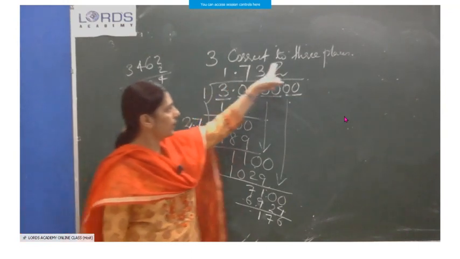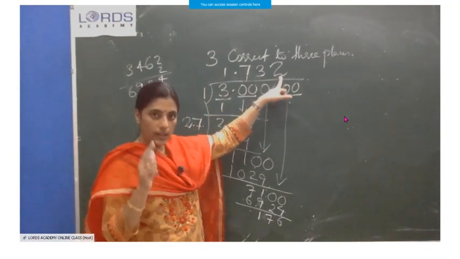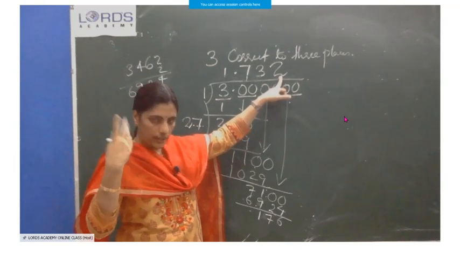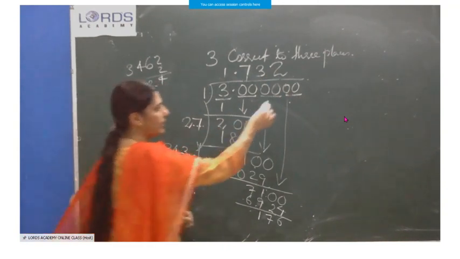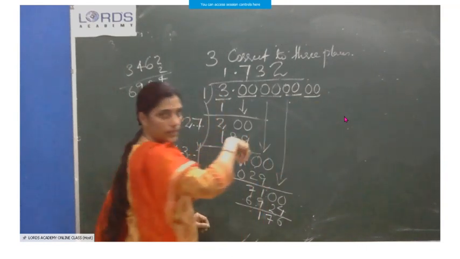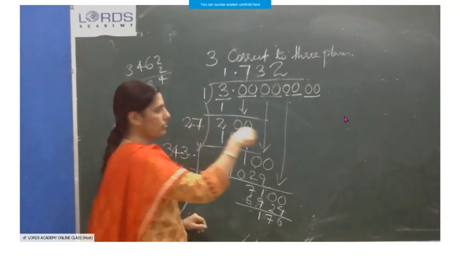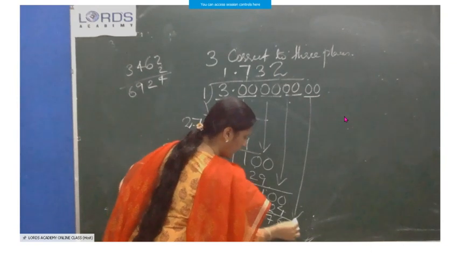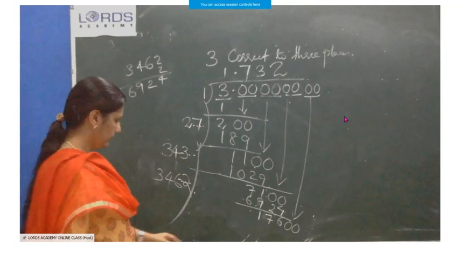Then whether I have to continue or stop? What is the question? Correct to 3 places. Here how many places did we get? 1, 2, 3. But as I told, correct to 3 places means we have to find 4, one extra. So you have to do one more step. I cannot stop now, so I provided one more pair of zeros that I brought down. Either you can insert them in advance or do it at that time.